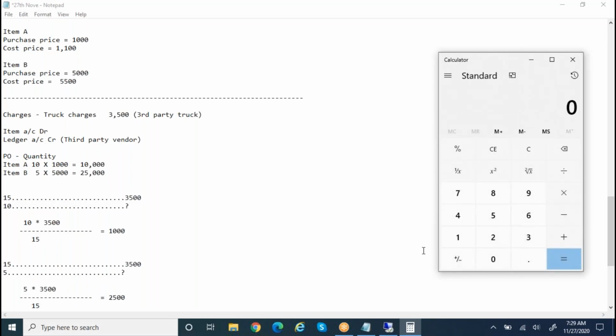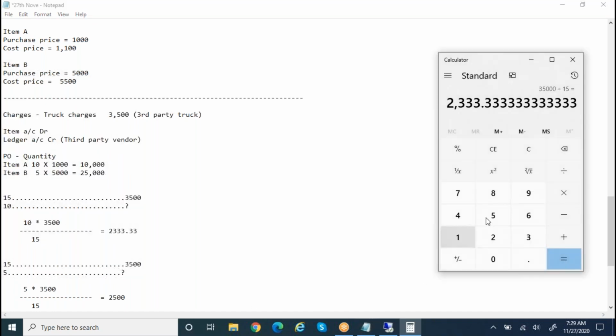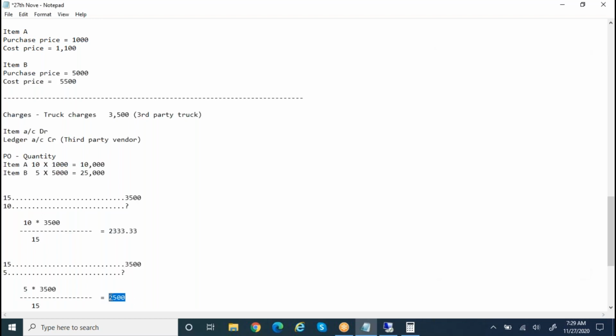So 3,500 multiplied by 10 means 35,000 divided by 15. It is 2,333. And this one, 5 multiplied by 3,500 divided by 15. It is 1,166.